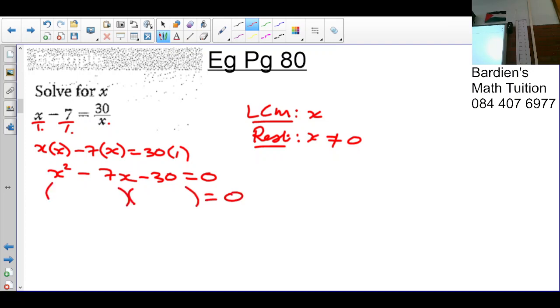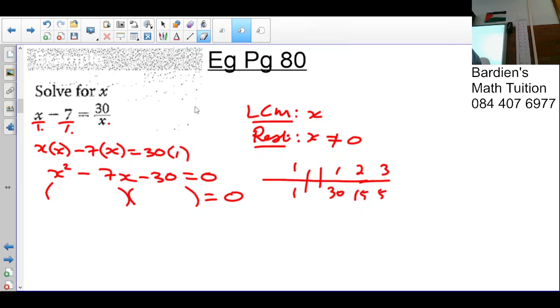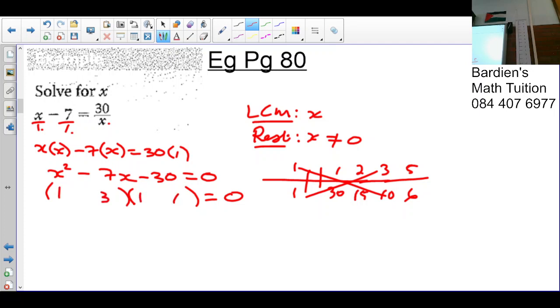What goes on the line? 1 and 30, 2 and 15, 3 and 10, 5 and 6. Do we add or subtract our products? We subtract them. So it's going to be 10 and 3. So it's a 1 and a 3, a 1 and a 10.